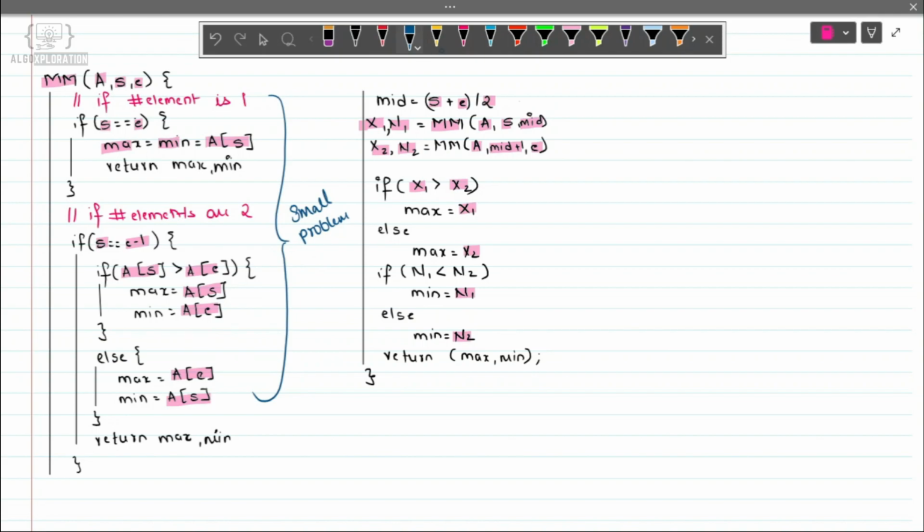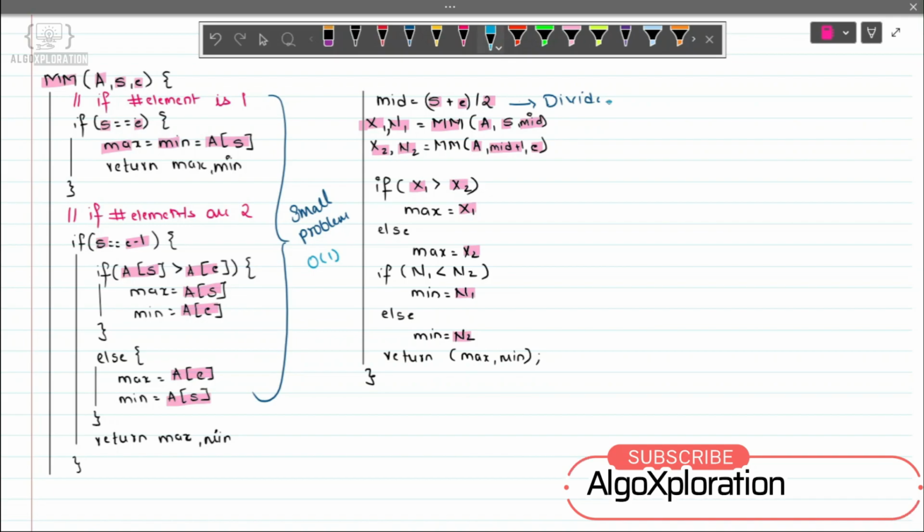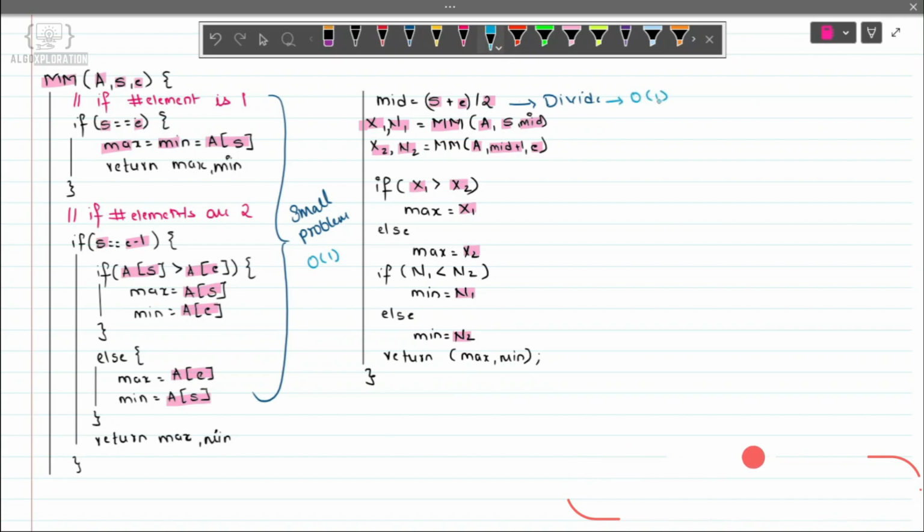Which will take order of 1 time because there is no loop. Now this is the divide part. This will also take order of 1 time because it is actually adding and then dividing. That will be constant part. Now this is the conquer part. So it will be 2T(n/2). Now this is the combine part. This will also take order of 1 because of no loop.